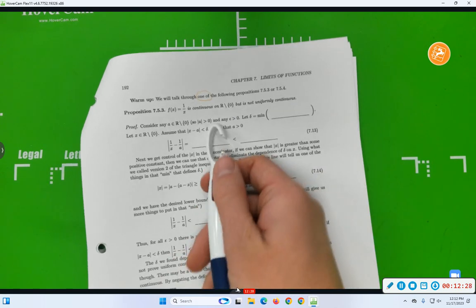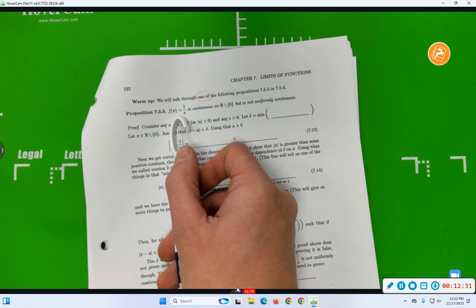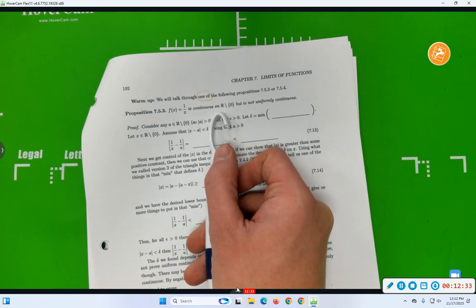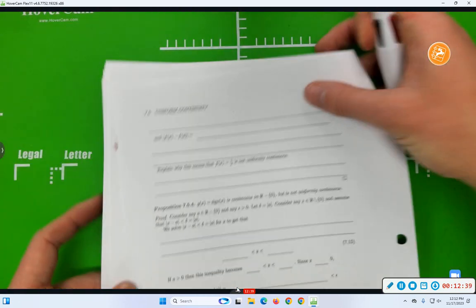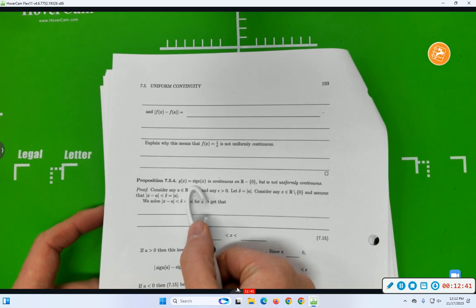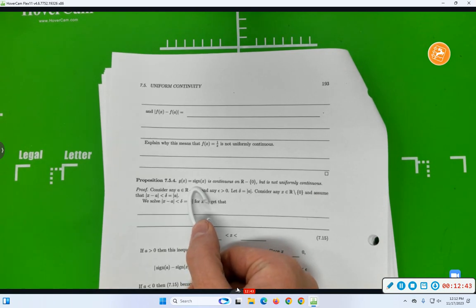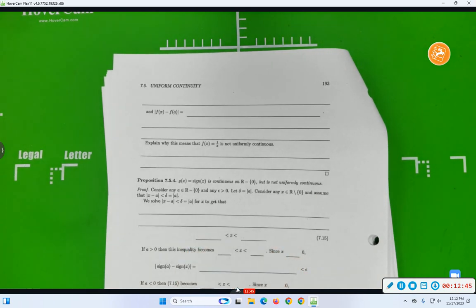So proposition 7.5.3 says that f of x equals 1 over x is continuous away from 0, but is not uniformly continuous. Proposition 7.5.4 says g of x equals sine of 1 over x is continuous away from 0, but is not uniformly continuous. Which one should we go through? People want to talk about 1 over x? Maybe people would rather talk about sine of 1 over x.